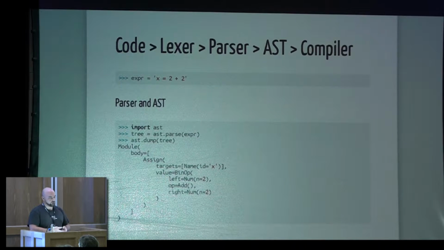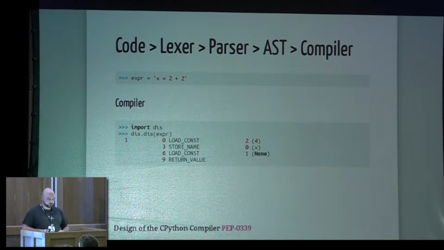Now we have the parser. With the parser, we give a structure to these words. Okay? In this example, we have a module, a body, an assignation, and the rest. It's not the topic of this talk. Of course, we have the compiler. With the compiler, we take the source code and we get the bytecode. Just that. Okay?